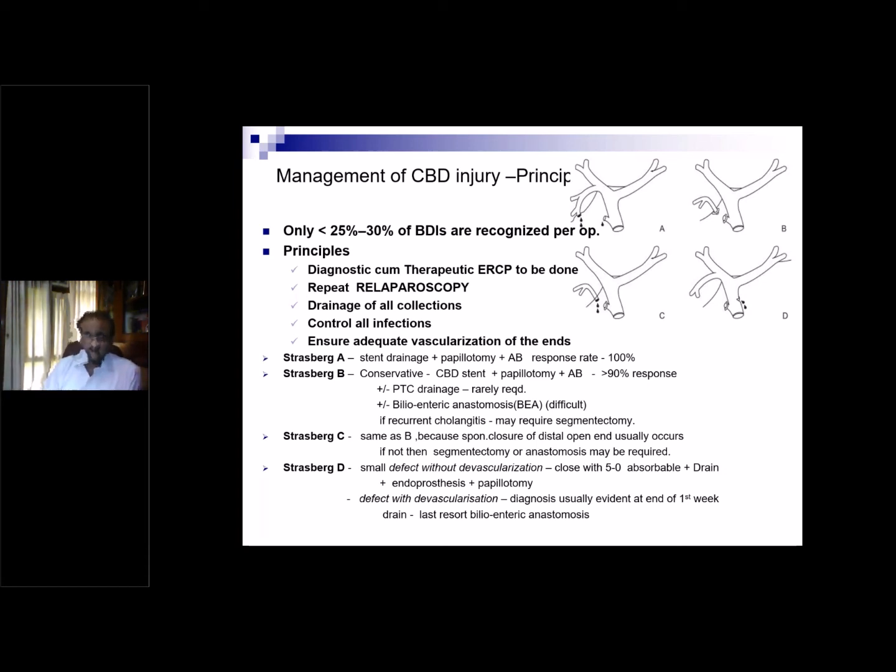Principles are simple. Number one, diagnostic cum therapeutic ERCP to be done. Repeat re-laparoscopy, what I was telling you. So two things are very important. Send the patient for a stenting, and number two, do a repeat laparoscopy. Number three, drain everything, drainage of the collection, and number four, infection. 4 important points of management of BDI. Just note them down and memorize it. There's no other management which is as important as these 4 points. Number one, ERCP, stenting. Number two, re-laparoscopy. Number three, drain everything. And number four, control of all collection.